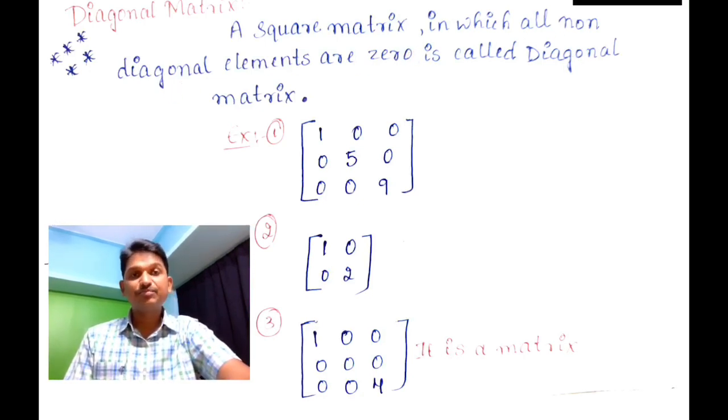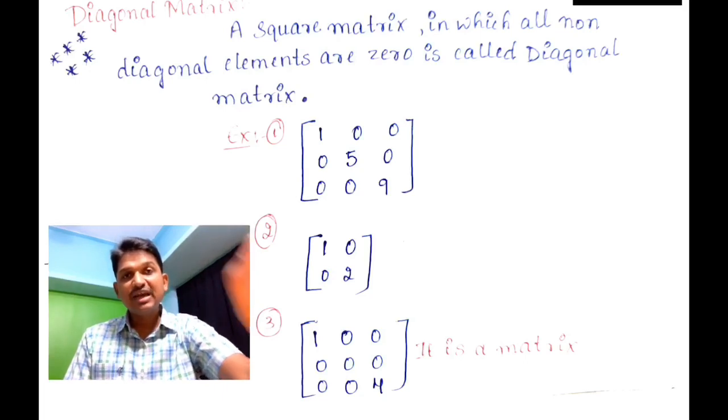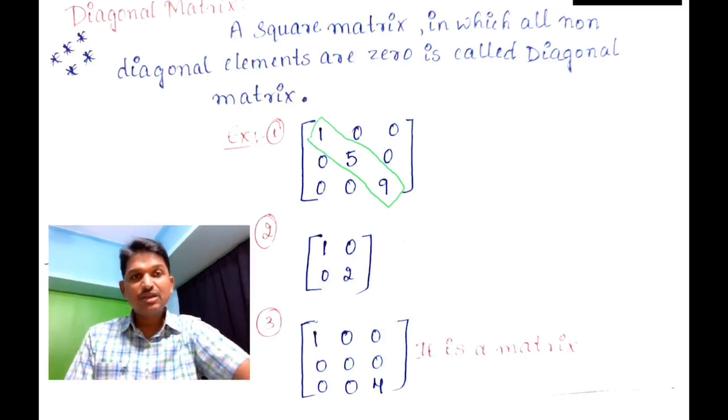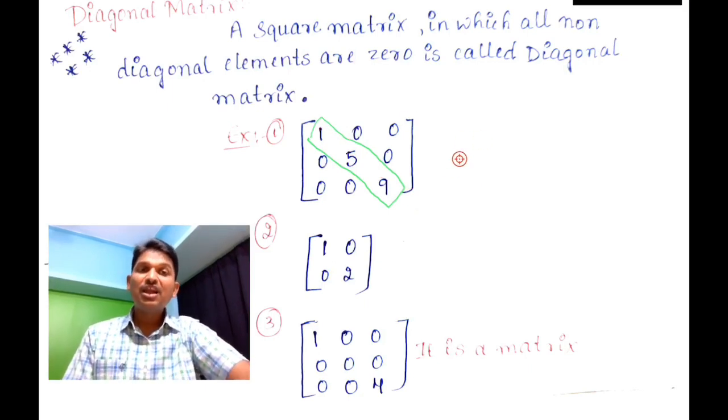First thing, it is a square matrix in which all non-diagonal elements are 0. You can see here, what are the diagonal elements? These are the diagonal elements. This is the diagonal of this matrix. Non-diagonal elements, you observe, these are the non-diagonal elements. All non-diagonal elements are 0. A square matrix in which all non-diagonal elements are 0 is called a diagonal matrix. Is it a diagonal matrix or not? Of course it is a diagonal matrix, because all non-diagonal elements are 0.